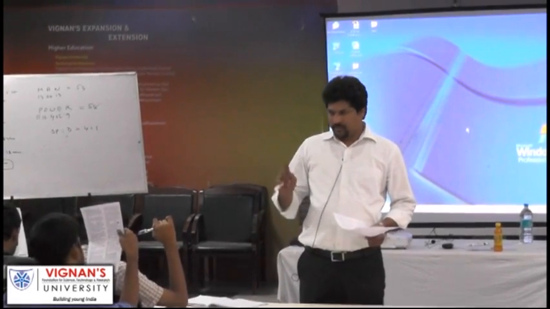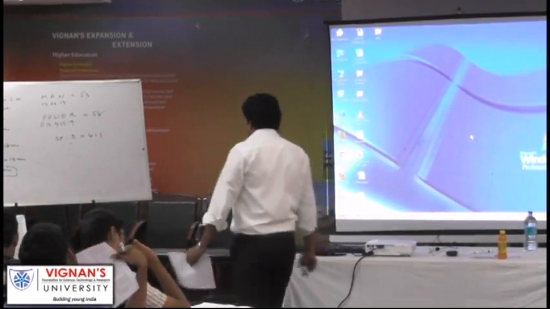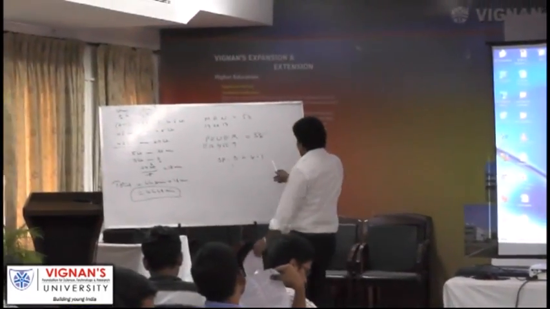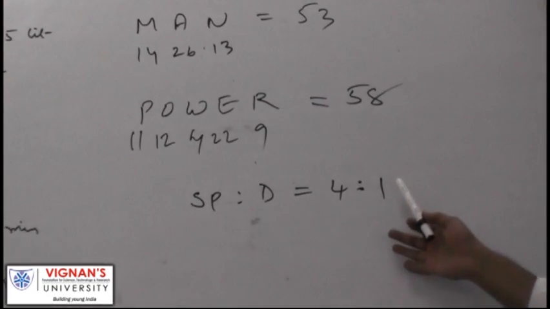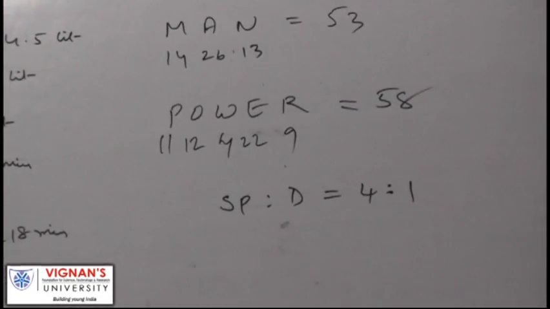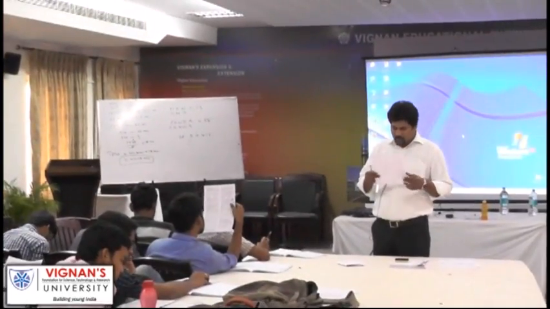See guys, you are selling it for 4 parts after giving a discount of 1 part. It means market price is 5 parts. On market price you have given 1 part discount. 1/5, 1/5 is 20%. So discount percentage we can calculate. Now data 2 alone, let us check data 2 alone.